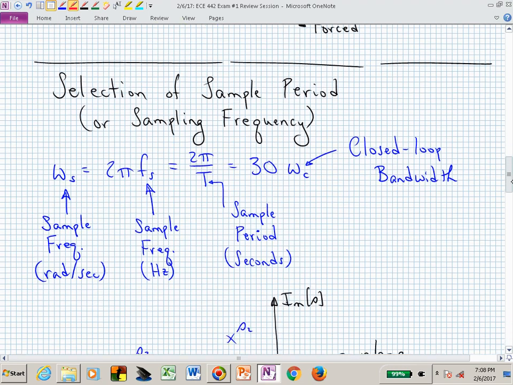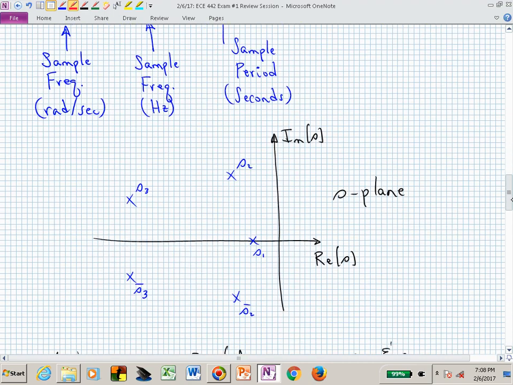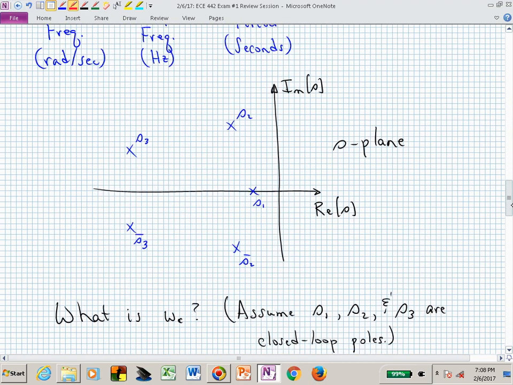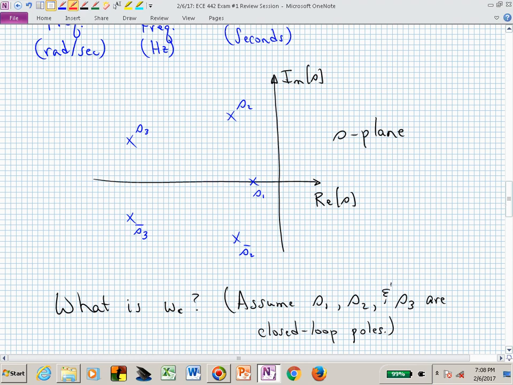Now, what I haven't talked about, and this is what I want to talk about now, is what is the closed loop bandwidth? What is omega sub c? Here's something maybe that was glossed over in earlier lectures. Here is a continuous time system. We've now put it into the frequency domain. We're now in the S-plane. Is that system stable? Yes, all of the poles are in the left half plane, so it's stable.